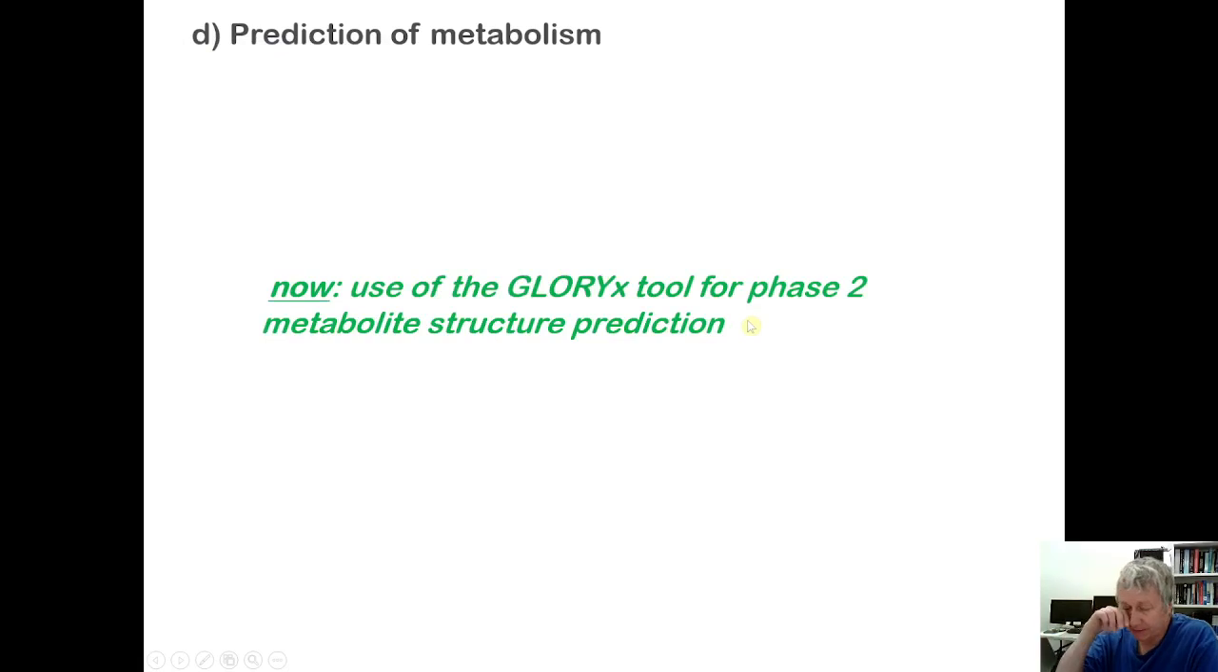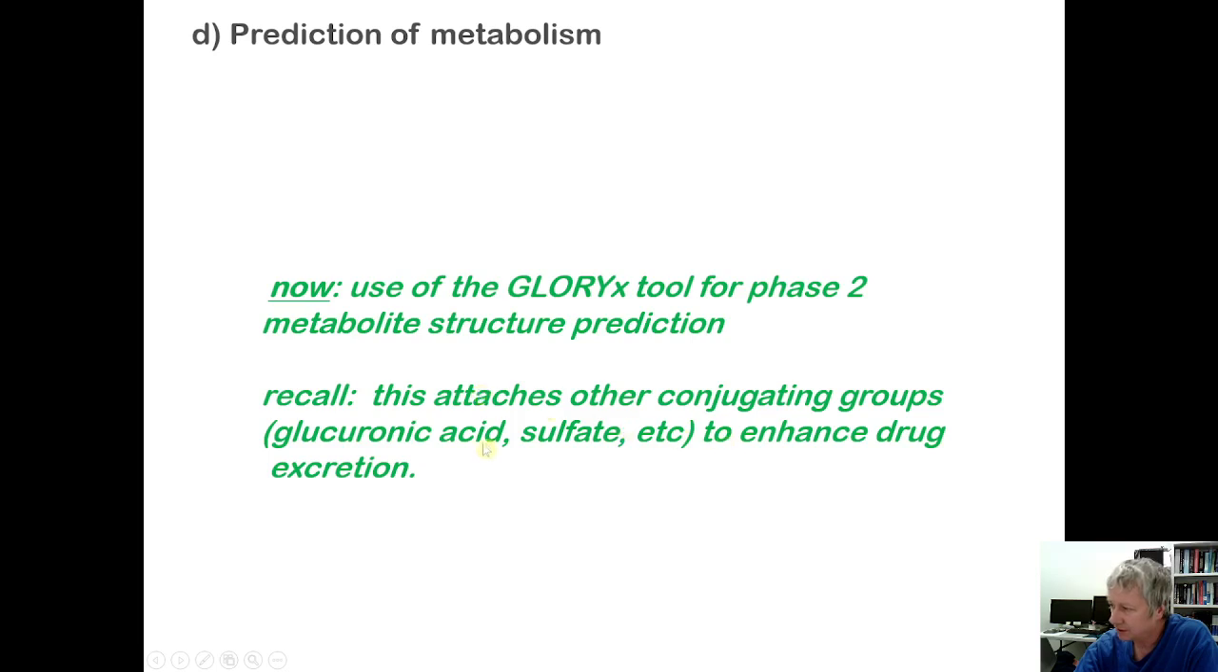Now we're going to do phase 2 metabolism predictions. So this is going to predict maybe conjugating groups that could be attached and the structures of them. That's kind of fun. It's a little different than phase 1. Okay, this attaches glucuronic acid, sulfate to enhance drug excretion.